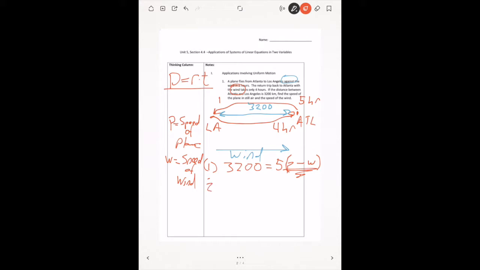So for the second trip, my distance is still the same. I still covered 3,200 miles, but this time it only took me 4 hours because my speed was the speed of the plane plus the wind. The wind pushed our plane along just a little bit more, enough to cut our trip down by an hour. So these are the two equations that we need to solve.